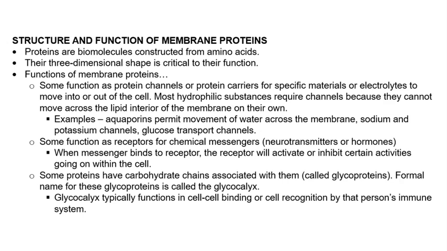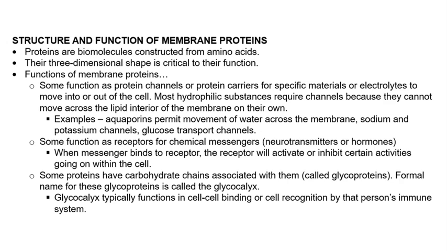Some membrane proteins function as receptors for chemical messengers, such as neurotransmitters from the nervous system or hormones from the endocrine system. And the basic way in which these work is that when the chemical messenger binds to the receptor, it will either activate or inhibit cell activities that are occurring within the cell.